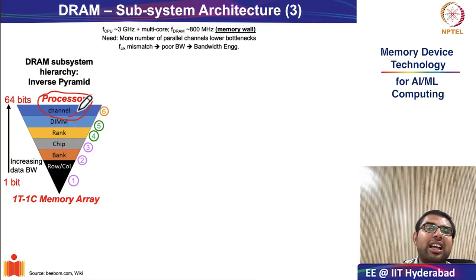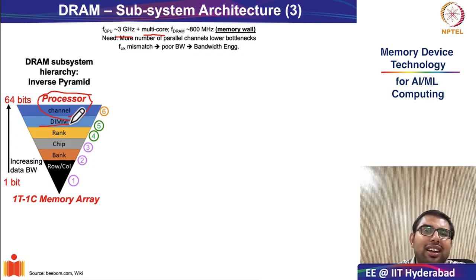The reason for that is the following. The frequency of modern day CPUs is close to 3 gigahertz. In addition, you even have multi-core operation, multiple cores trying to access data. 3 gigahertz and multi-core operation is a lot of throughput. However, after a lot of innovations up to the hierarchy of DIMMs, the maximum DRAM speed that we can roughly reach is 800 megahertz to 1.6 gigahertz.